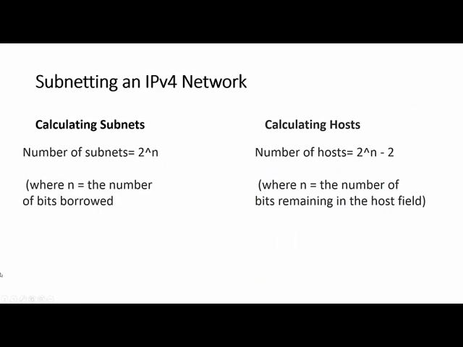This formula can be used to calculate the numbers of subnets and hosts. To calculate the number of subnets, take 2 to the power of n, where n is the number of bits borrowed. And to calculate the number of hosts, take 2 to the power of n and subtract 2, where n is the number of bits remaining in the host field. We subtract 2 here because we need to subtract the network address and the broadcast address.